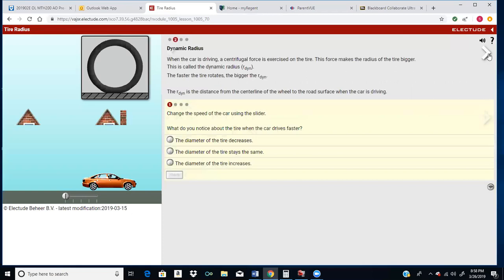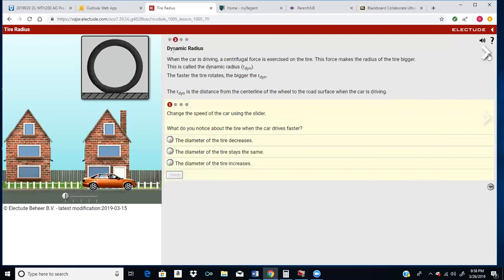Okay. So now we have the dynamic radius. So the car is moving. All right, so when the car is driving, the centrifugal force is exercised on the tire. Force makes the radius of the tire bigger. And so this is called the dynamic radius. And so the faster the tire rotates, the bigger the dynamic radius. So here, it's just asking you to read and to answer questions based on what we just read.